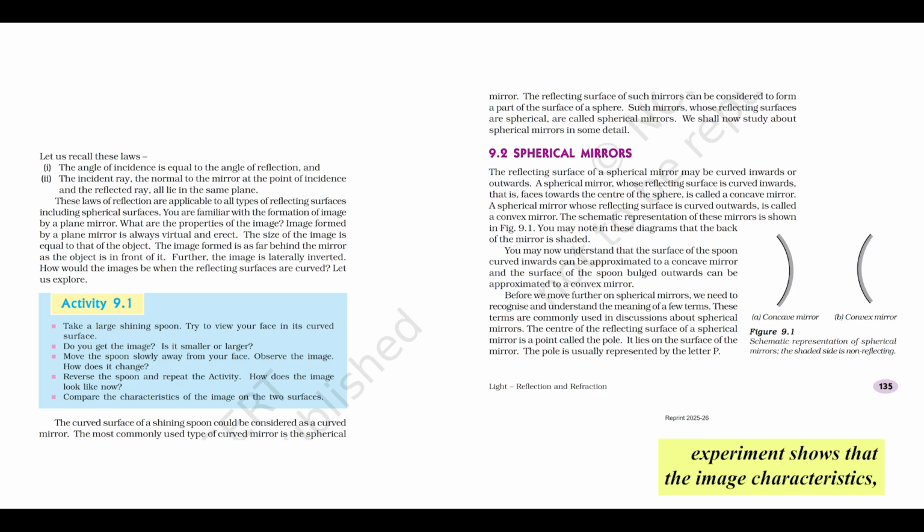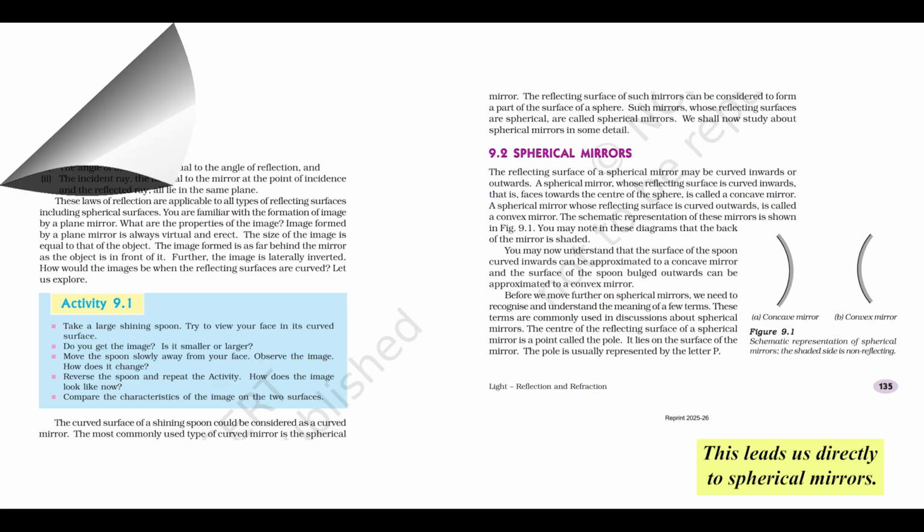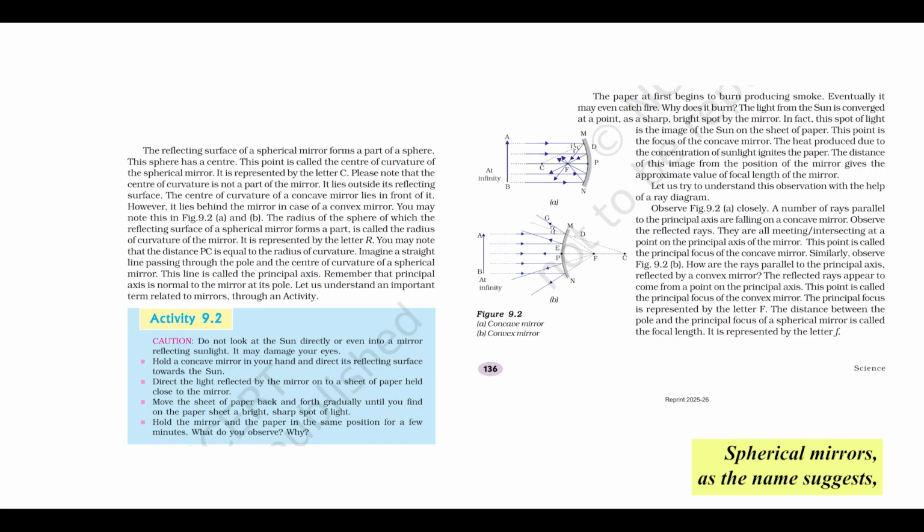See, this simple experiment shows that the image characteristics, size, orientation, real or virtual, change dramatically based on the curvature and the object's distance. This leads us directly to spherical mirrors. Spherical mirrors, as the name suggests, are mirrors whose reflecting surfaces are part of a larger sphere. Imagine cutting a piece out of a hollow mirrored ball. There are two main types.